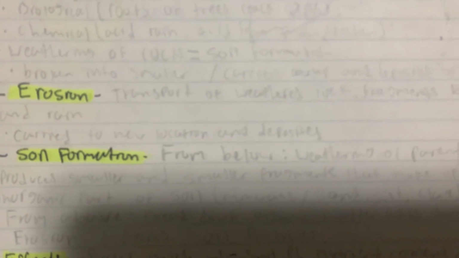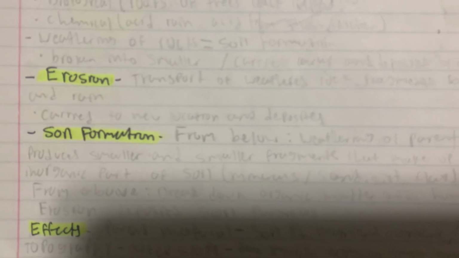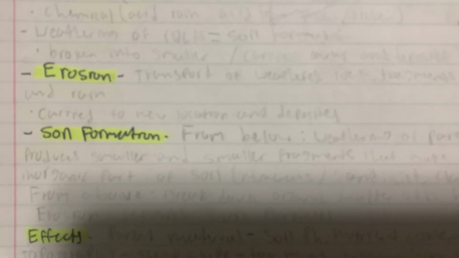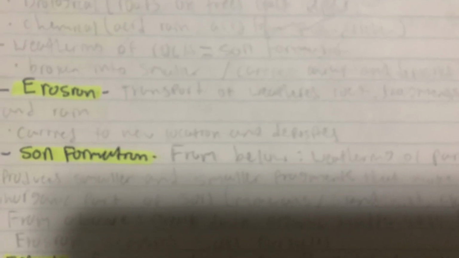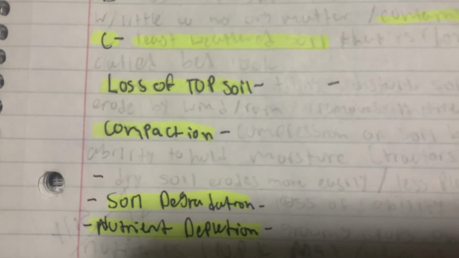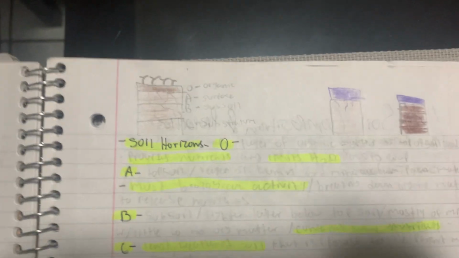The effects of parent material are soil pH and nutrient content. Then topography: steep slopes mean too much erosion, and more level land is better for the soil. Then climate: when it's warm, it breaks down faster. When it's colder, there is more weathering and erosion since it's hard for the soil to break it down.